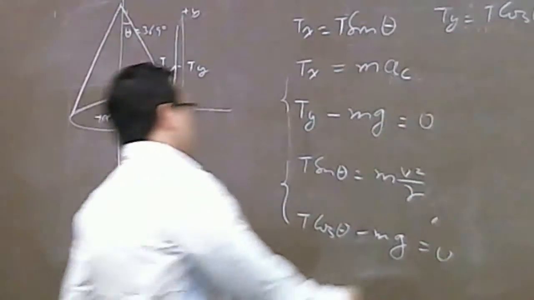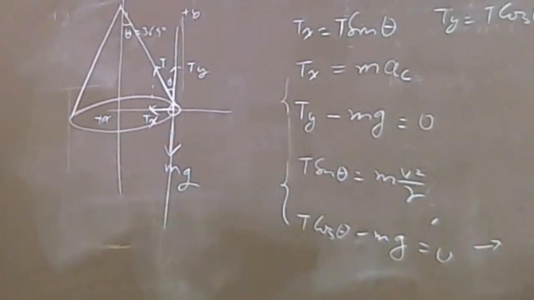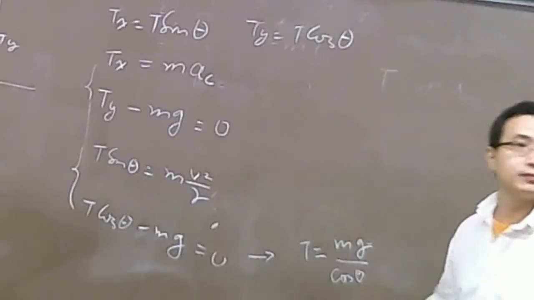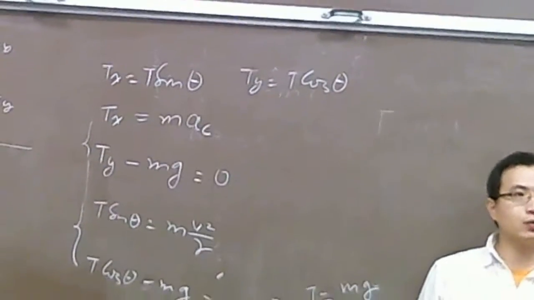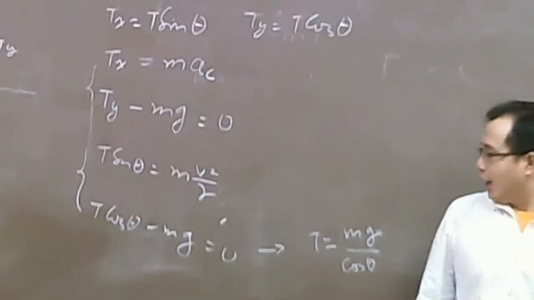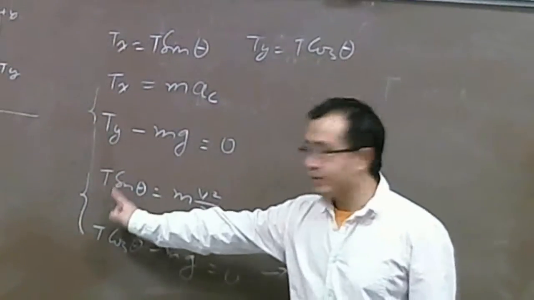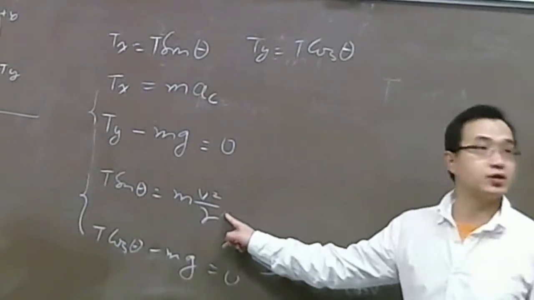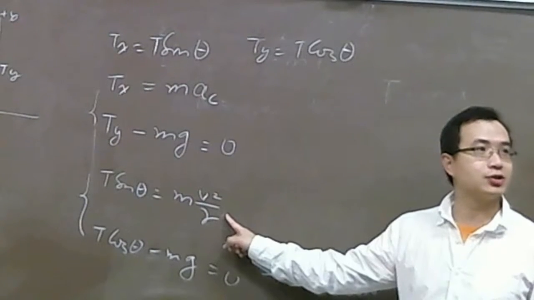So the second equation will immediately give you the tension. What is the tension in the string? T equals mg divided by cosine theta, right? So that's part A. Any question here? And once you have the tension, you can plug it in here to calculate the velocity of the motion, right?